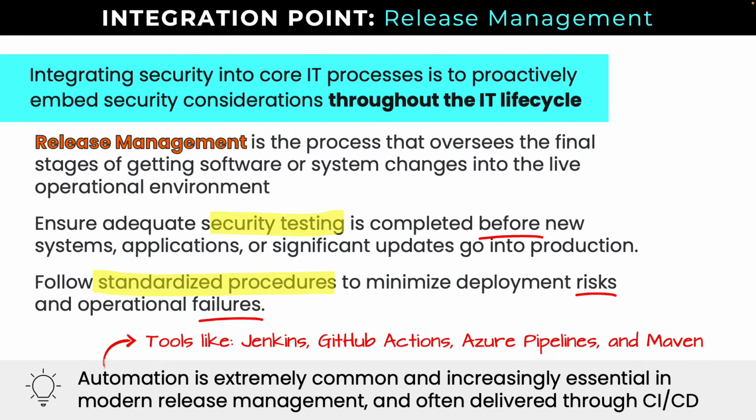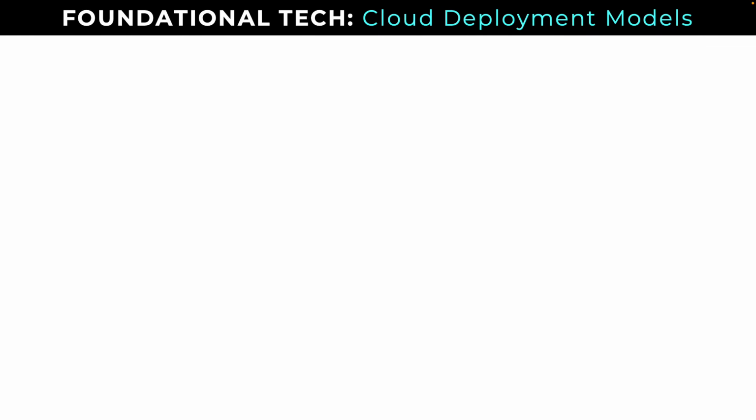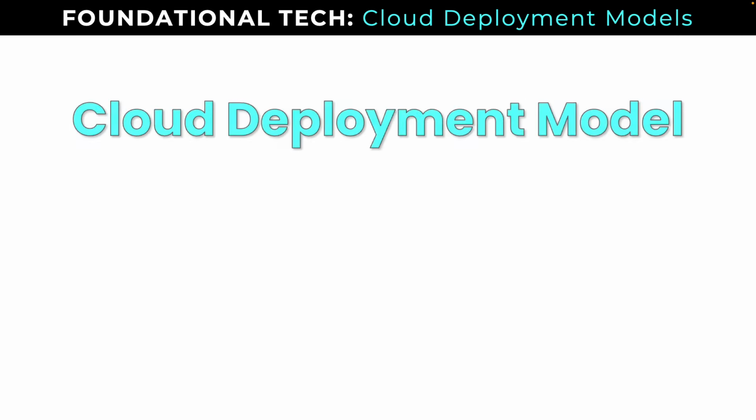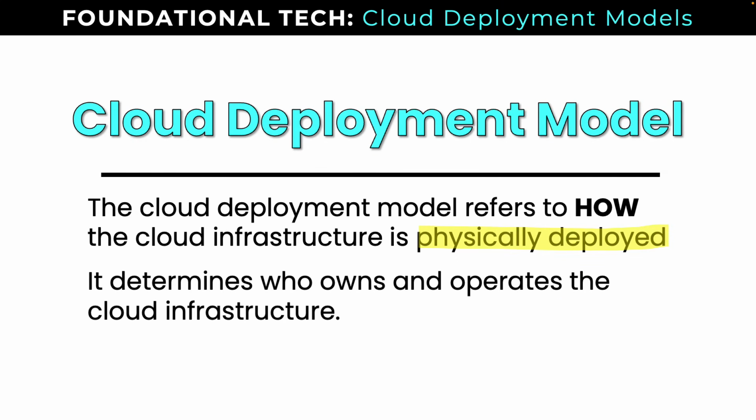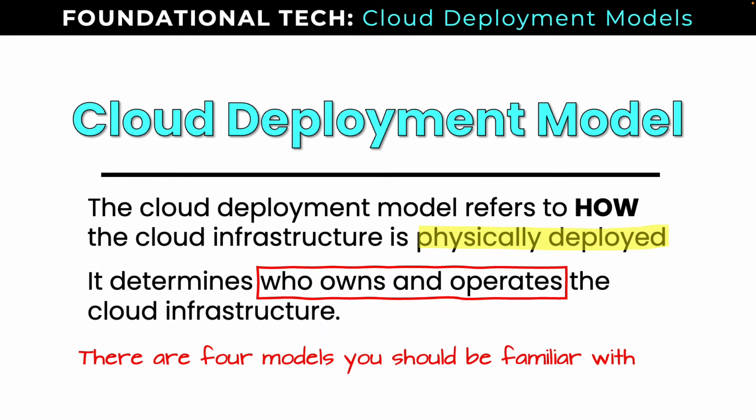Now, I want to shift gears and cover some more foundational technologies. We're going to talk about cloud for a minute, cloud and networking, really. So let's start with cloud deployment models. So cloud deployment models refer to how the cloud infrastructure is physically deployed. It determines who owns and operates the cloud infrastructure. There are 4 cloud deployment models you should be familiar with.